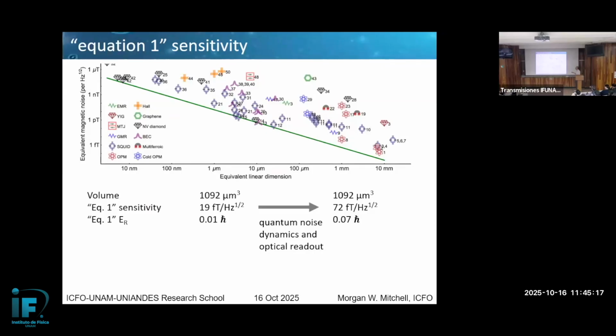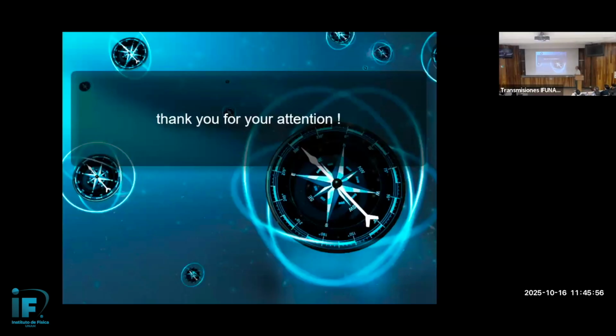And then when you include the quantum noise dynamics and the noise in the optical readout, that goes up to about 0.07 h-bar, but that's still significantly below this line. So we were able to put a point on that graph that is now beyond this h-bar limit. Our conclusion is that h-bar is not a limit for magnetic field sensing, and we hope to develop other sensors that are capable of passing this limit and thus getting better sensitivity than all of the existing sensor types. So that's it.